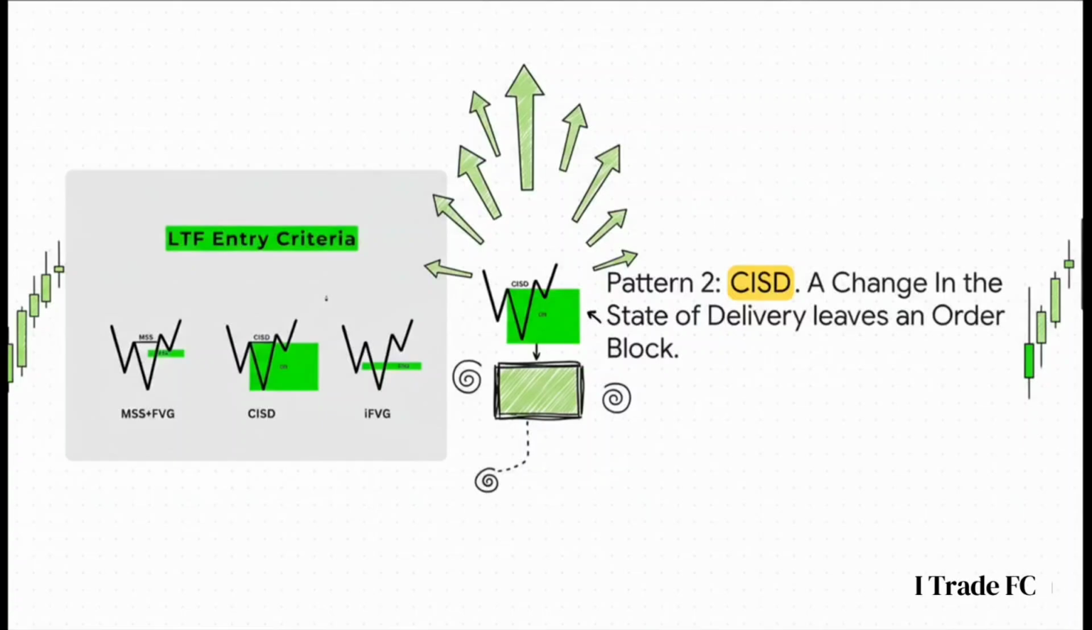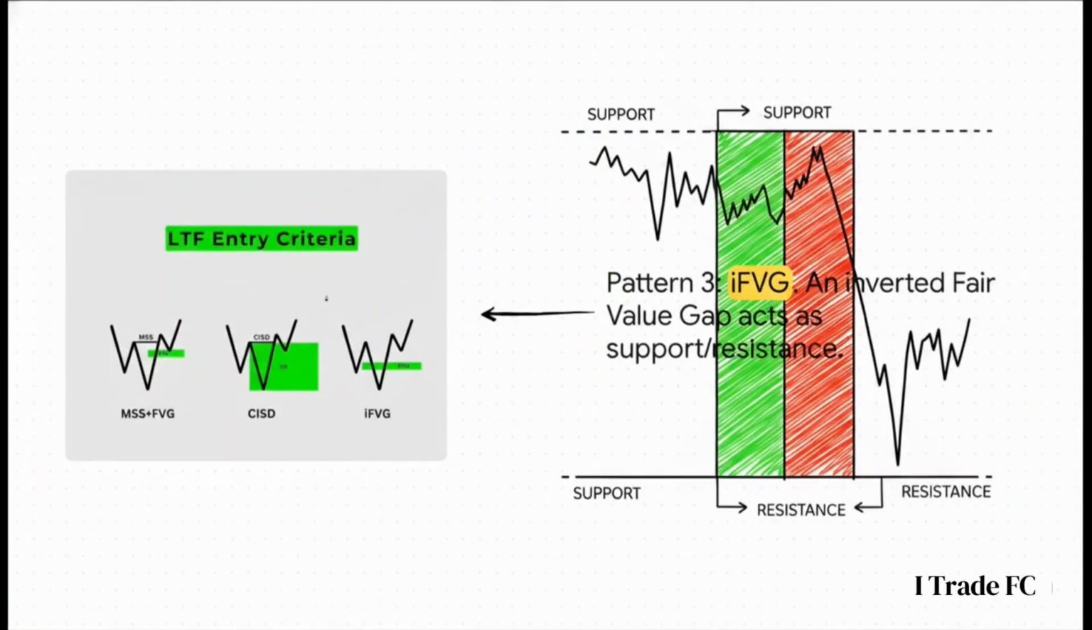All right, next up is the CISD, which stands for Change in the State of Delivery. I know, it sounds super technical, but trust me, it's actually really simple to spot. All it is is a sudden, super aggressive reversal. Price was going one way, and then it just violently shifts direction. That powerful move leaves behind what we call an order block, and that little area becomes our new launch pad, our precise entry point. And our third and final pattern is the inverted fair value gap, or IFVG. This one's cool.